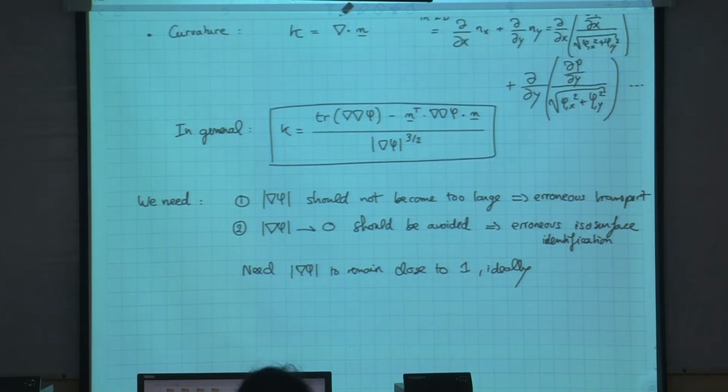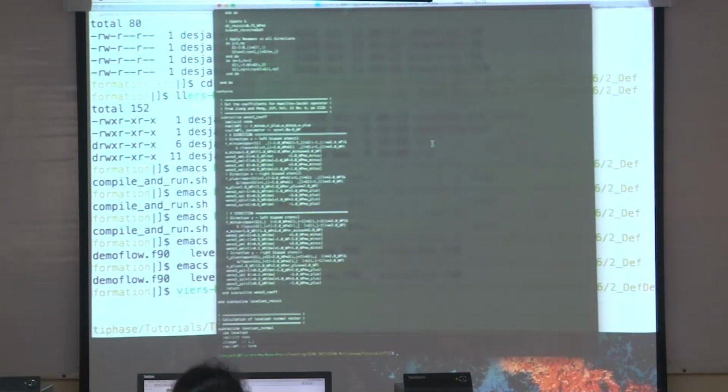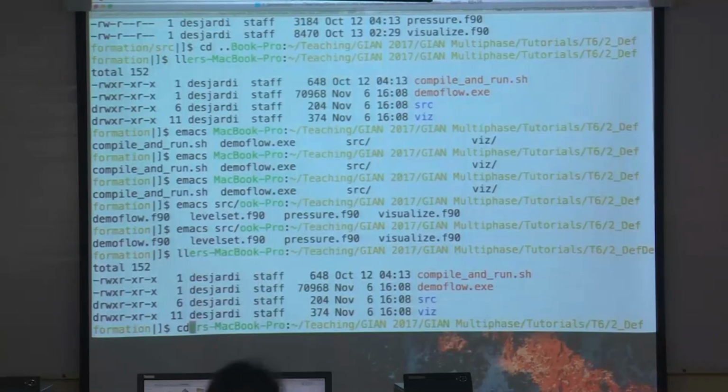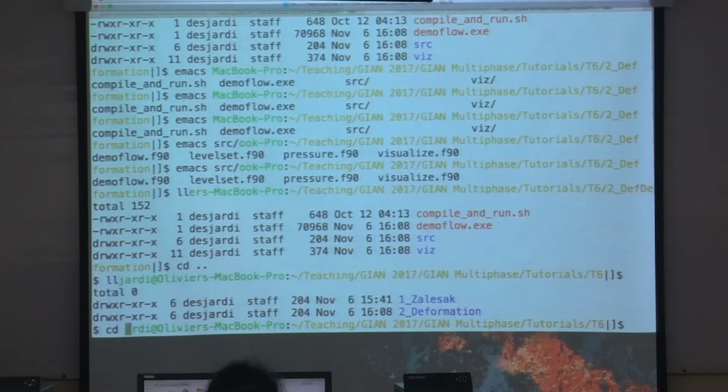But can I switch to another screen? Yeah. So we'll do that quickly, and then we'll go back to the notes. All right. Okay, so we are in T7.